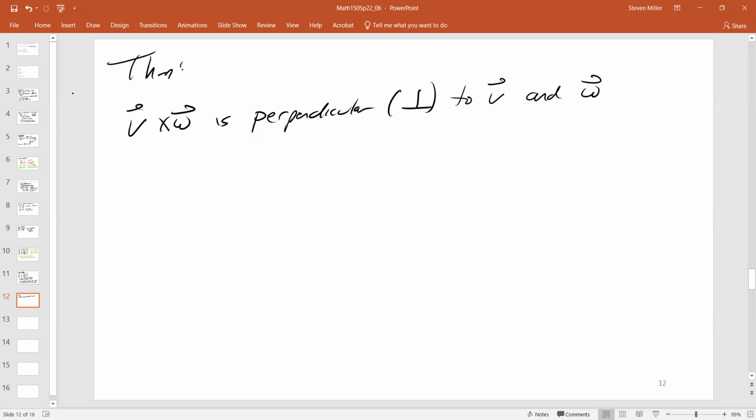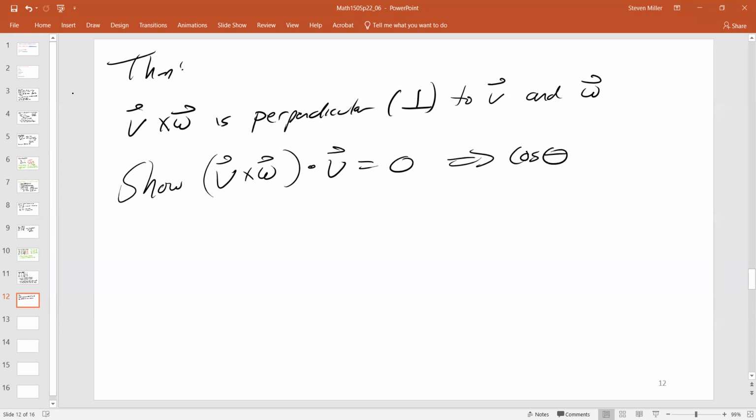The dot product. Yes. So show V cross W dotted with V equals 0. That would imply the cosine of the angle is 0, which implies that theta is 90 degrees. Well, it could also, of course, be 270 degrees, but that's just the other orientation.